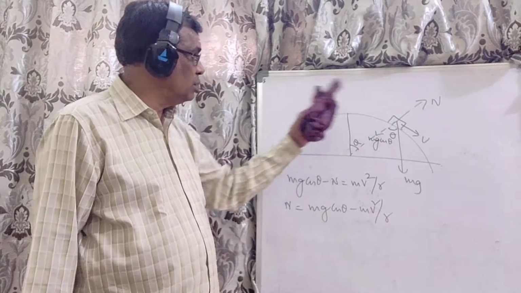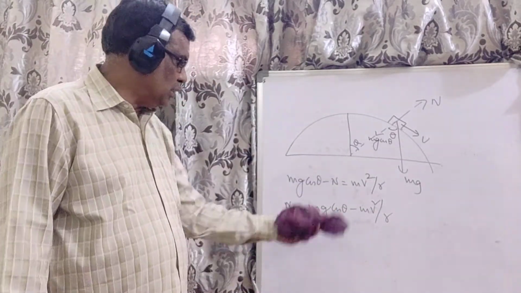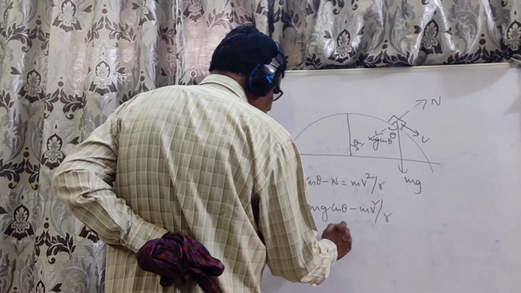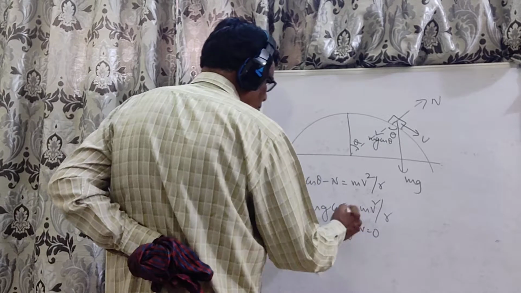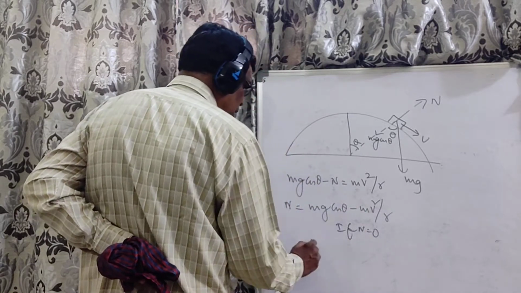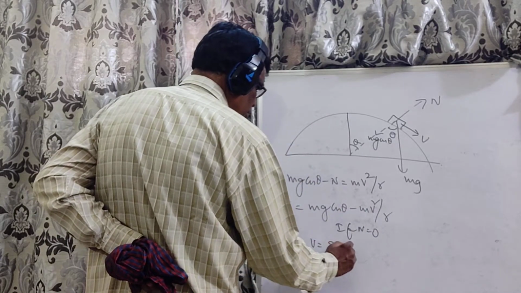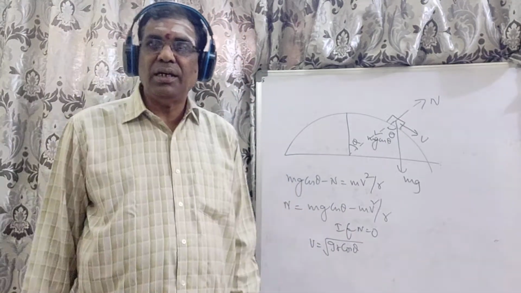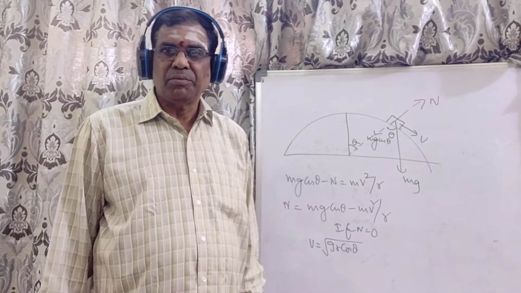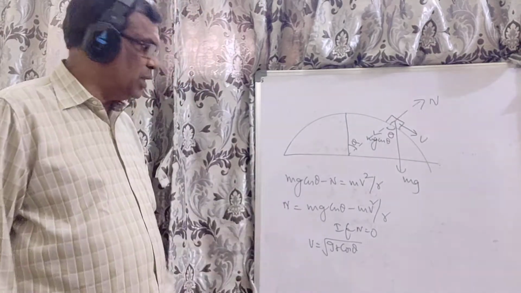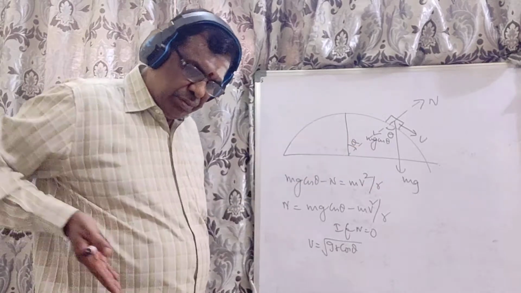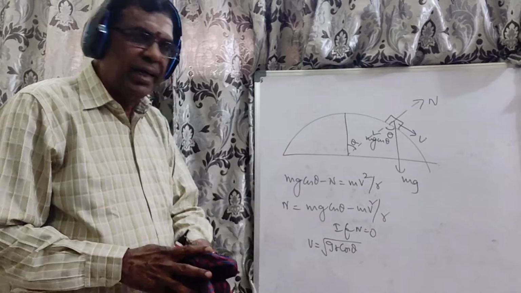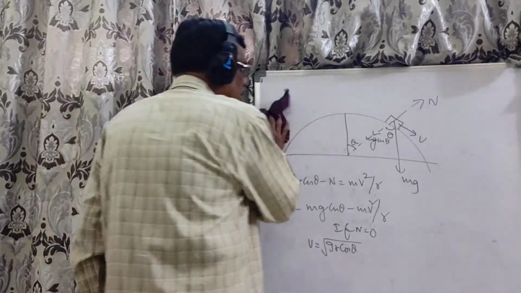At the top, the general point theta is 0. So now it is possible that N could become 0. If it becomes 0, then what are you getting? The m gets cancelled, and v is the square root of g r cos theta. I want you to understand that the body is going up like this, the entire loop. I am trying to give you various possibilities here.